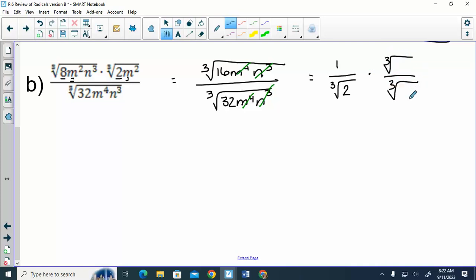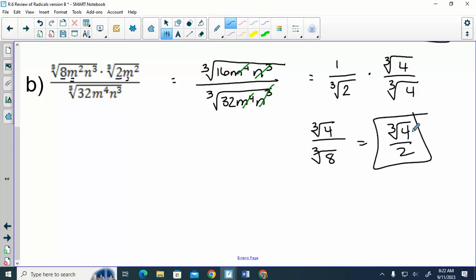We need to make it a perfect cube. So what would I have to multiply by? So 1 times the cube root of 4 would be the cube root of 4 over the cube root of 8, or cube root of 4 over 2. Do you guys have questions for me?